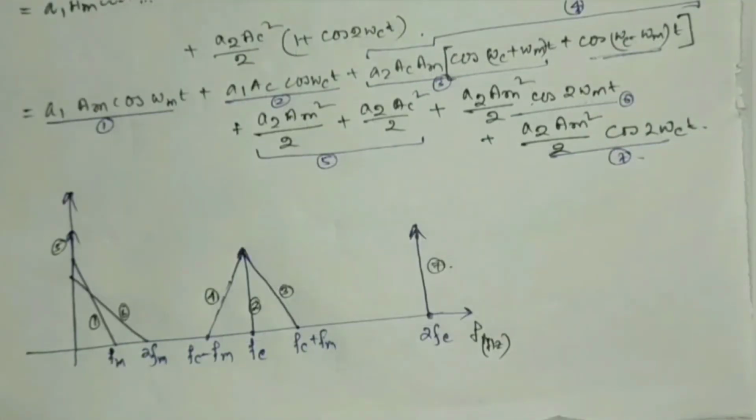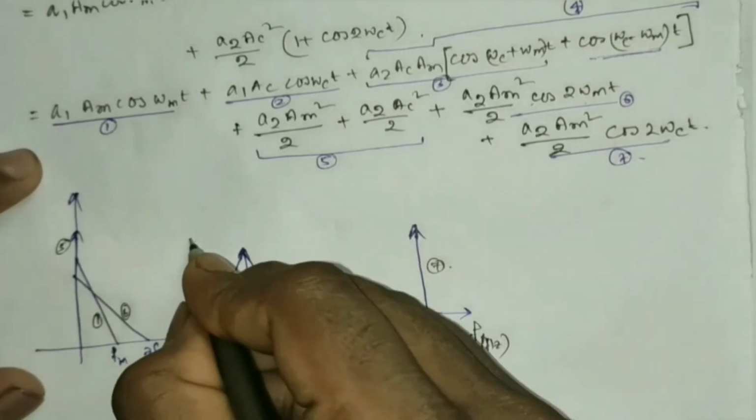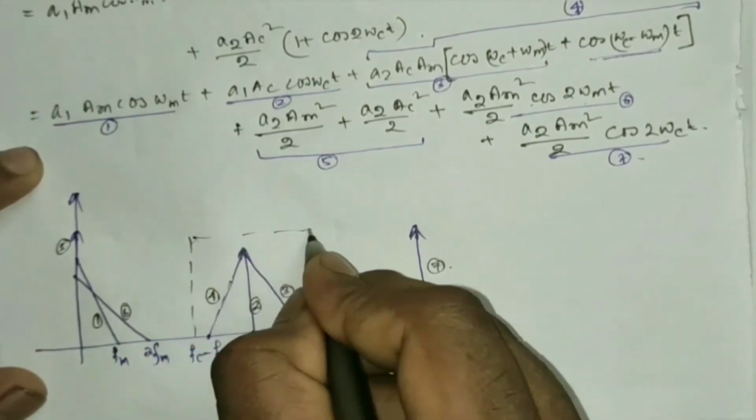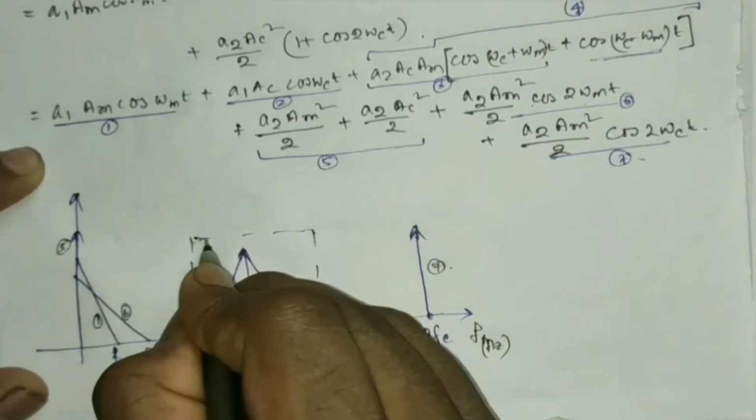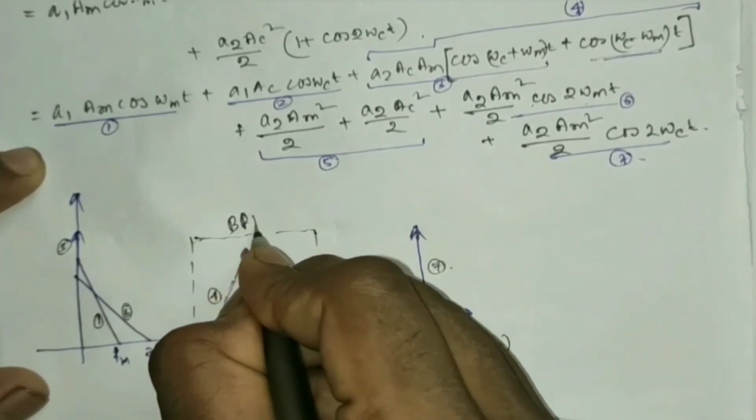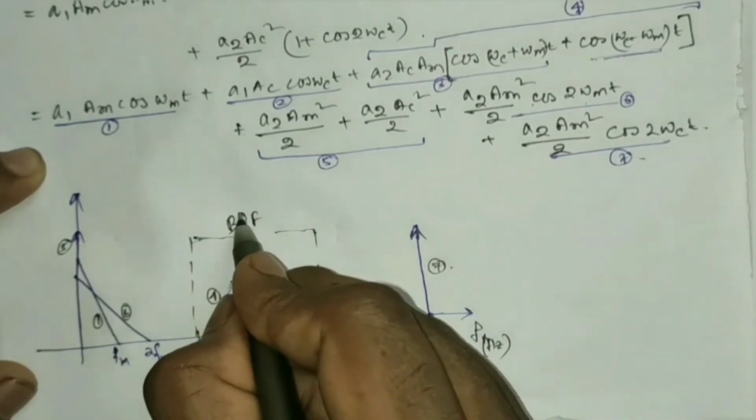Now this is sent through a bandpass filter which has a characteristic frequency of omega c, that is, it passes signals of omega c minus omega m to omega c plus omega m, that is, the bandpass filter only passes this frequency and the rest of the frequencies are suppressed.